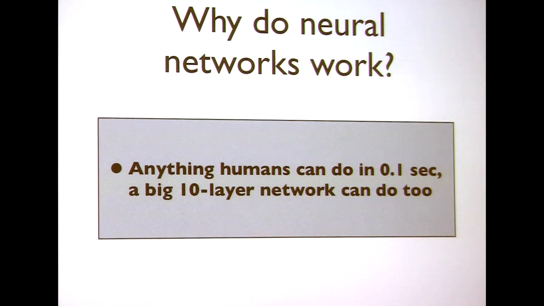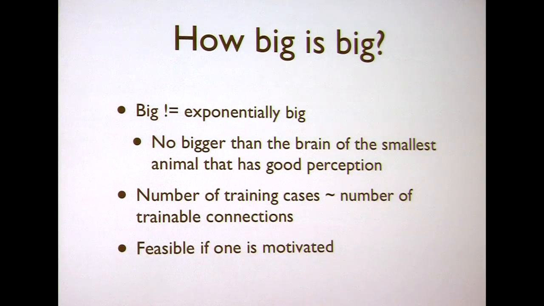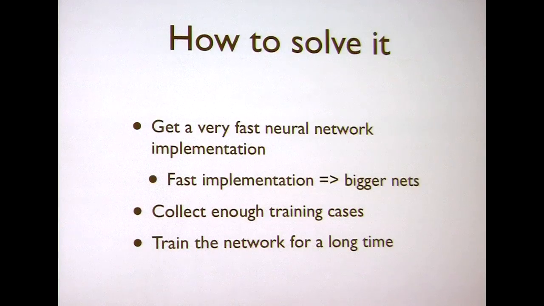So there's a conjecture that anything a human can do in 0.1 seconds, the right 10-layer network should be able to do. The trick is finding the right 10-layer network and making it big enough. But the good news is big is not exponentially big, right? There's examples of small organisms that do have perception, like the lizards that can see. And it doesn't have to be any bigger than that in theory. One thing we've observed is that the number of training cases needs to be roughly about the number of trainable connections in your network. And so that whole approach is pretty feasible if you're motivated and excited about it.